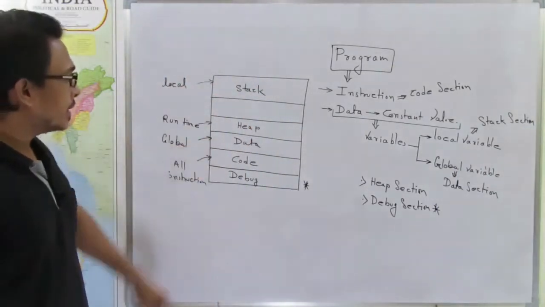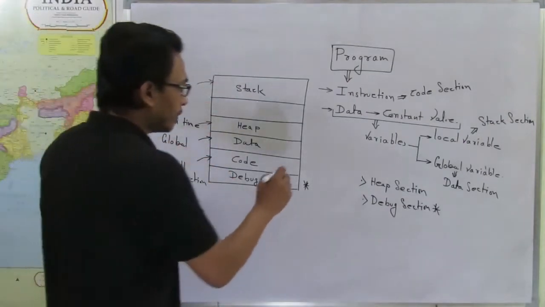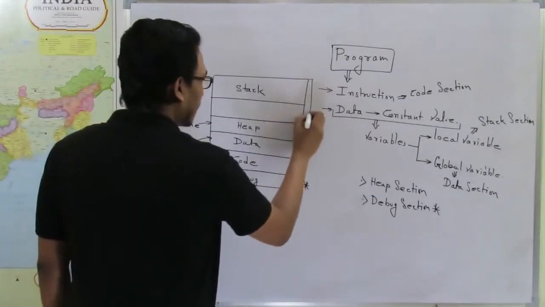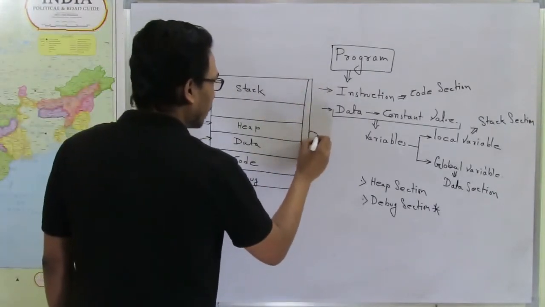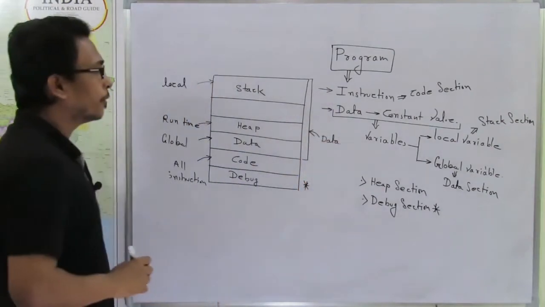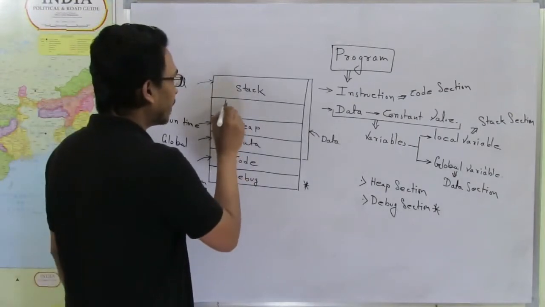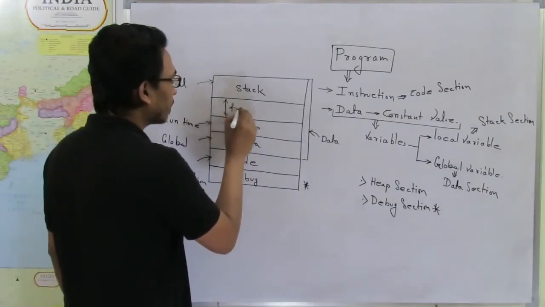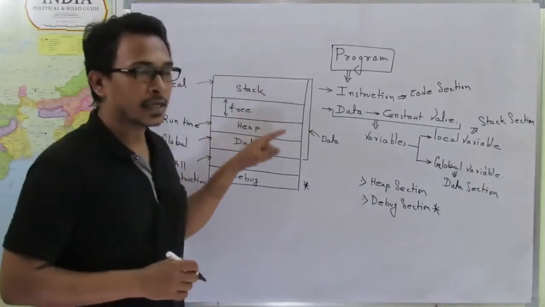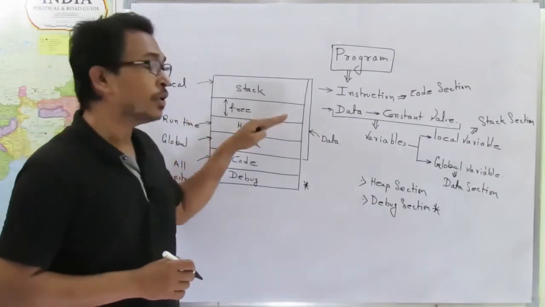Now along with this, within these 5 segments, this code segment is used for instructions, but all the other segments are used for data. Clear? Now, what is this part? This part is free. That means this one is not assigned to any of the sections. Neither is it allocated to the stack section, nor to the heap section.